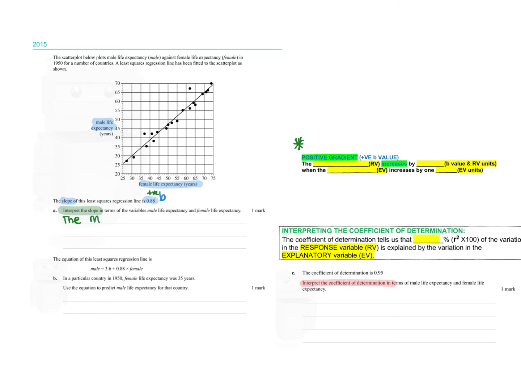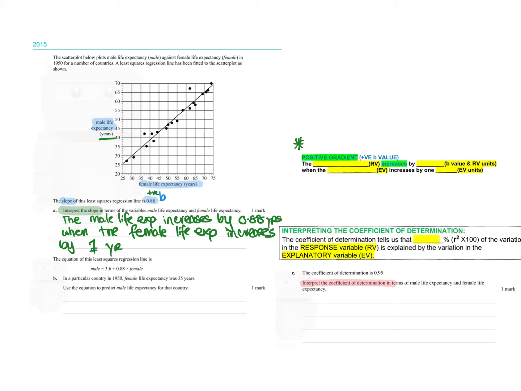So the male life expectancy increases by, and we put the B value, 0.88, and we put what the RV units are, which are years, when the female life expectancy increases by 1 year. Okay, sorry. There you go. And so I'm just using our fill in the blank.